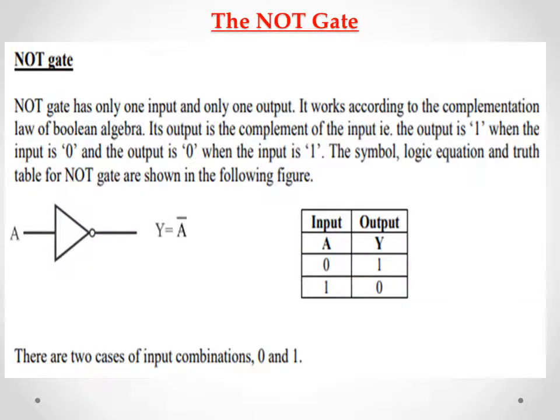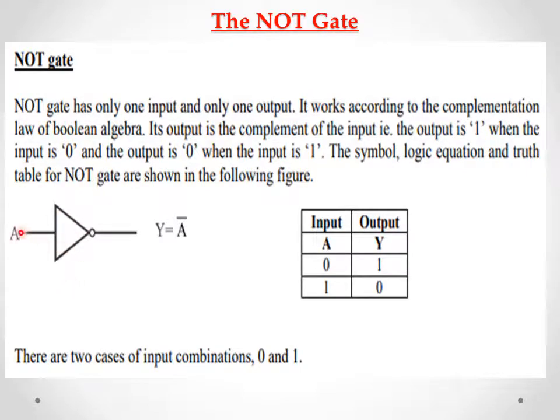The NOT gate has only one input and one output. It works according to the complementation law of Boolean algebra. Its output is the complement of the input. That is, the output is 1 when the input is 0 and the output is 0 when the input is 1. And this is the symbol for a NOT gate.